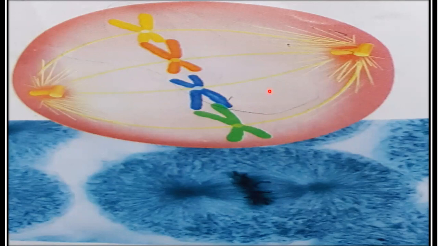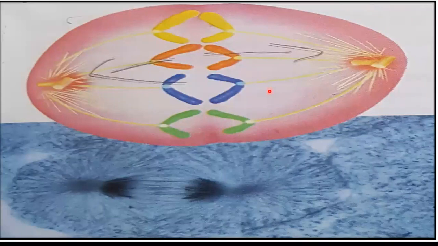Let's see what happened next. Can we predict together what happened? What happened to the chromatid? The chromatids separate and move to the opposite side of the cell. This phase we call anaphase.